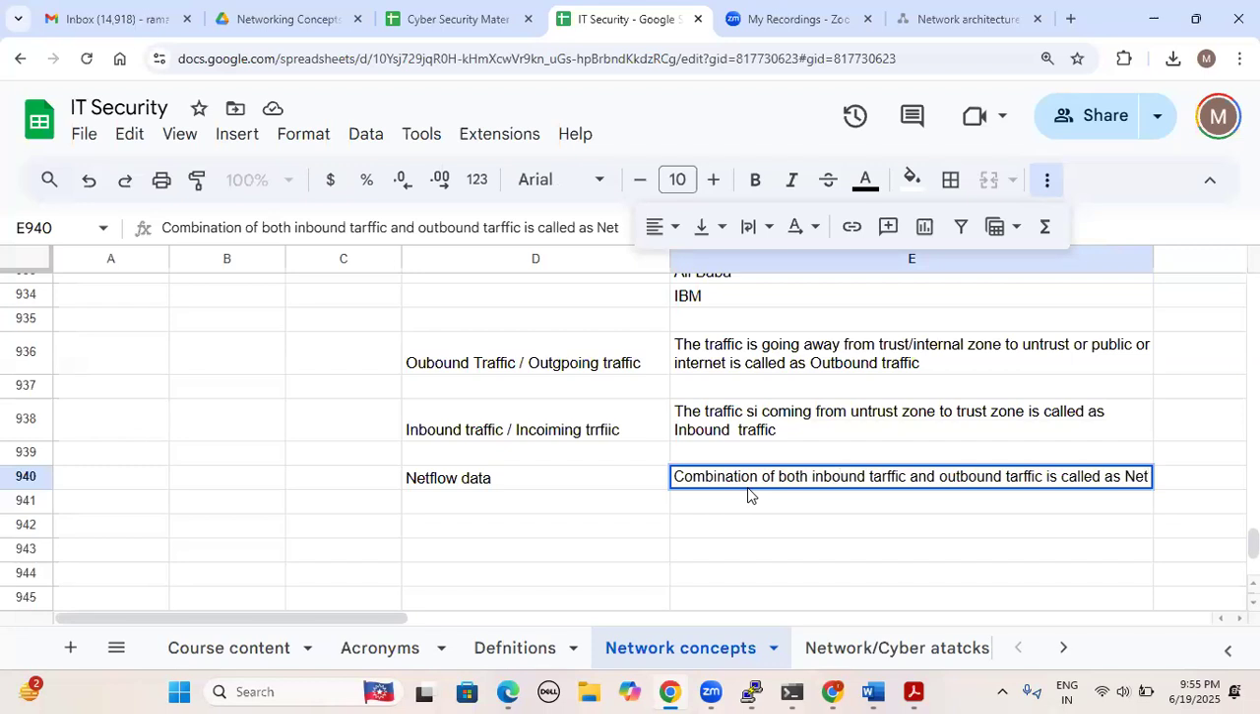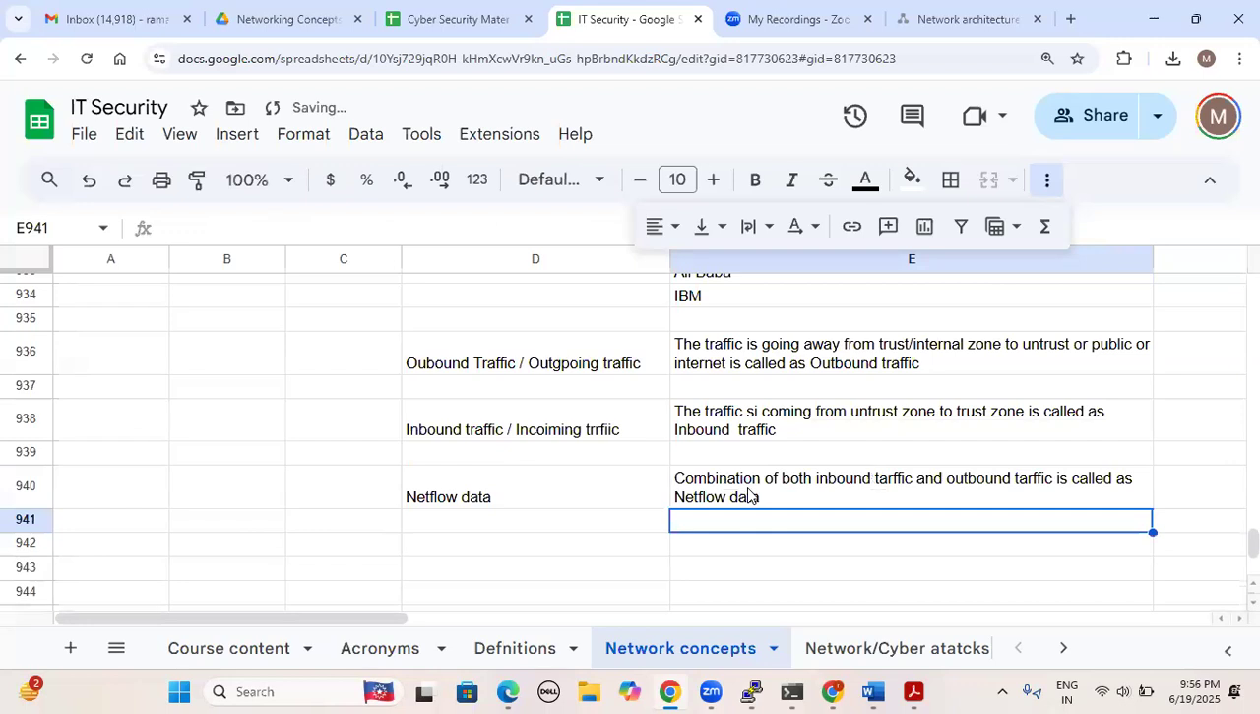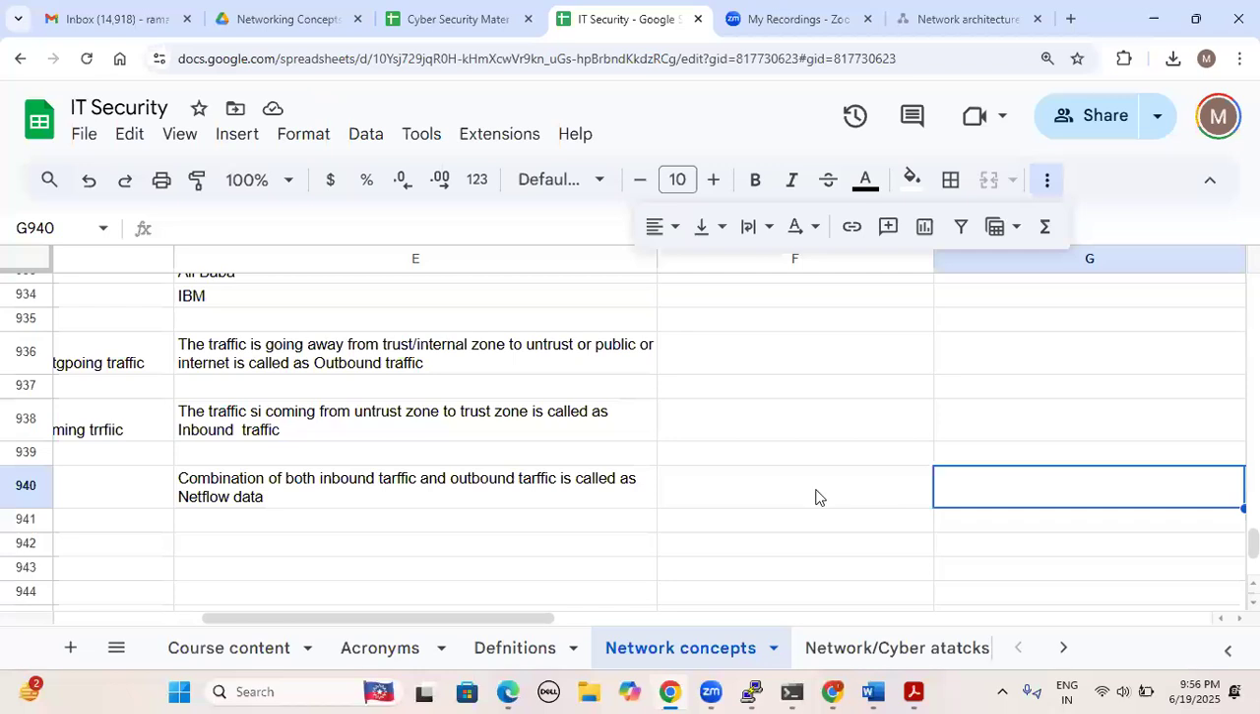What is the sum of both here? Inbound is 1 and outbound is 1. So the sum of these two, we can call net flow data, or net flow traffic also. In case we are using Cisco routers and switches, we call it net flow data.